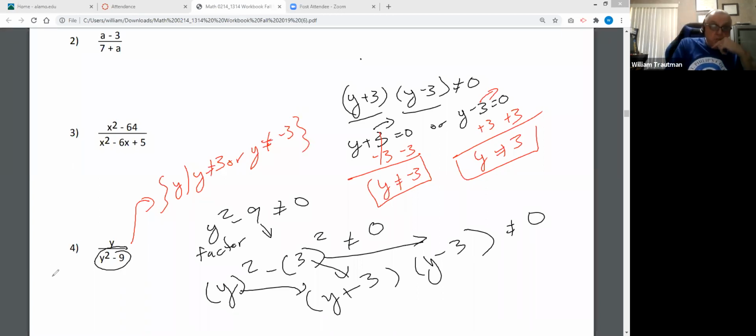Do you see, if I put a 3 in here, 3 squared is 9, and 9 minus 9 is 0. Or if I put a negative 3 in there, you've got to put it in the parentheses. Negative 3 times negative 3 is a positive 9. 9 minus 9 is 0. So those are the two things that you cannot put in there. Two values that are not part of my domain.